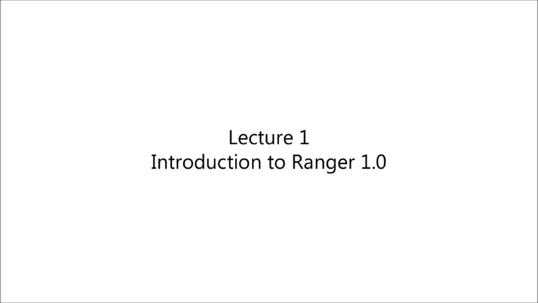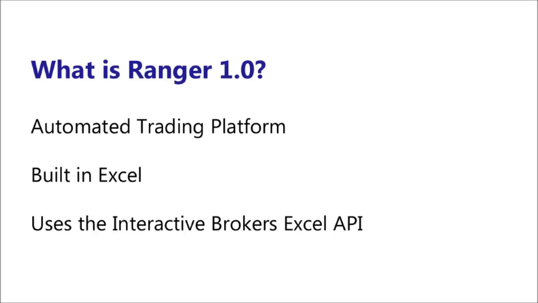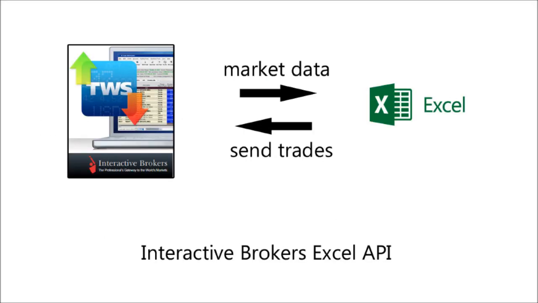In this lecture, we're going to talk about Ranger 1.0. What is it and what does it do? Ranger 1.0 is an automated trading platform, and it's built in Excel, and it uses the Interactive Brokers Excel API. So what that means is it's going to get its market data and send its trades through Interactive Brokers.